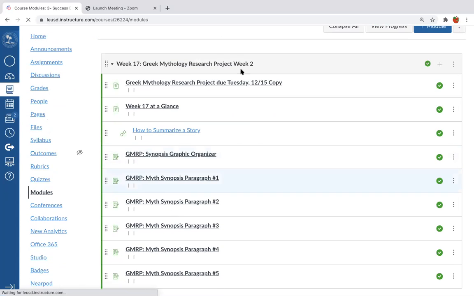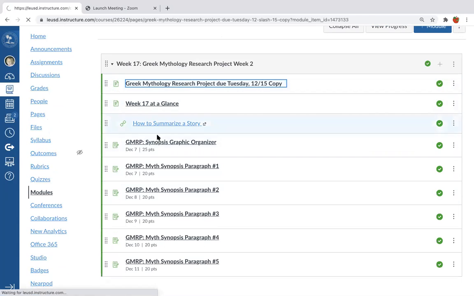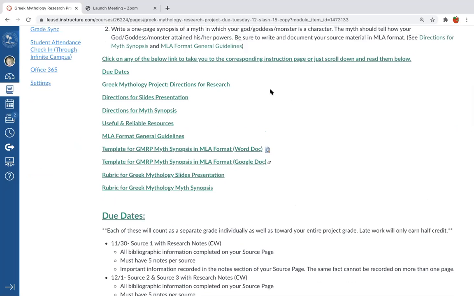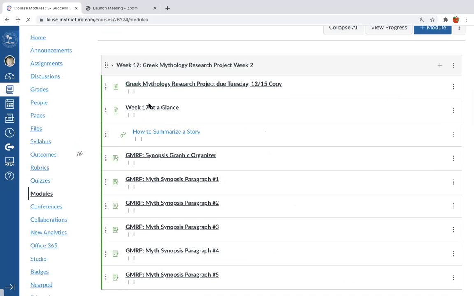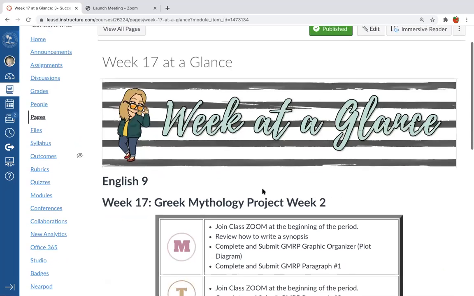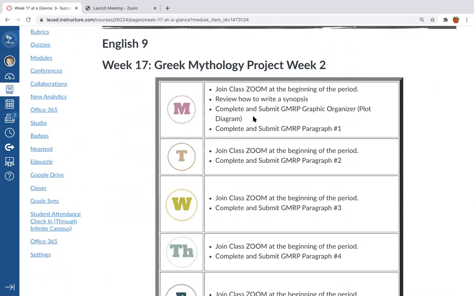Okay, looking at this week's. So I went ahead and I just put the exact same research project stuff right here. All of the same stuff that we went over last week, it's all right here in case you need to go over it. And then your week at a glance just makes your due dates a little bit easier to digest, basically. So today, what we're doing, you're just doing the graphic organizer, which is a plot diagram, and then you're going to do paragraph 1.